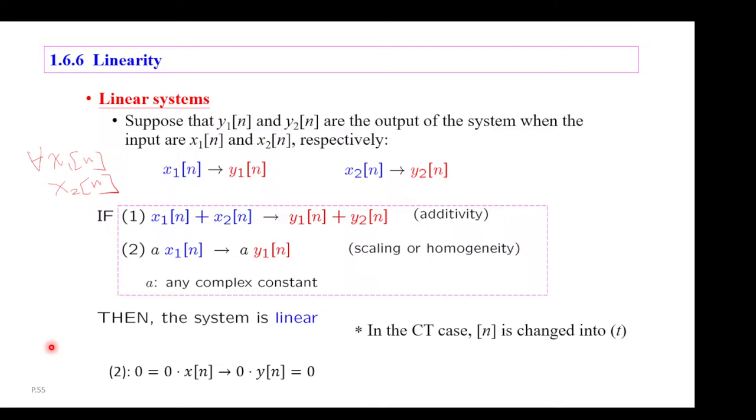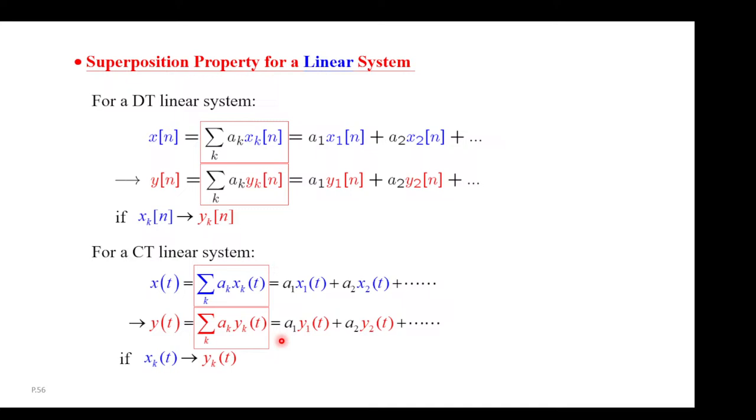Okay. And here we can give some interesting derivation. I guess it's not too important right now, but from the second property, you can show that if your input is 0, then the output is 0. Because if your input is a 0 function, then it's 0 times whatever input, and that should go to 0 times whatever output, and that should be 0. So here is a small corollary saying that a linear system takes a 0 input to 0 output. But that's a little digression. Let's go back to more properties of the linear system.